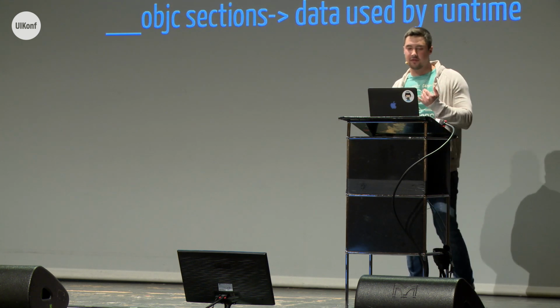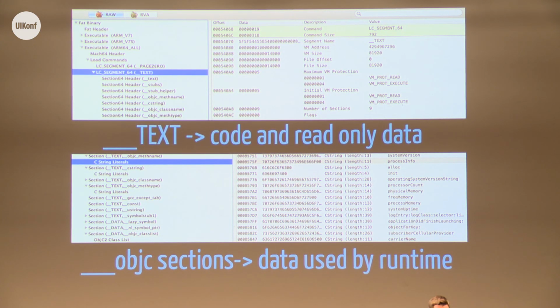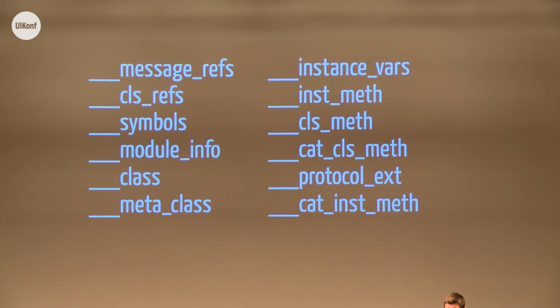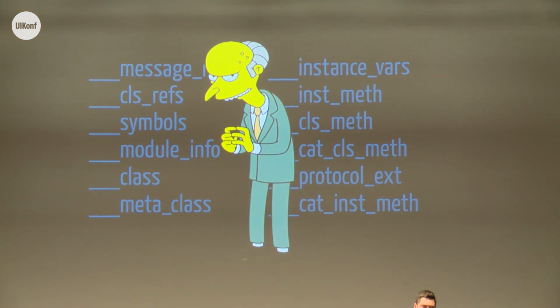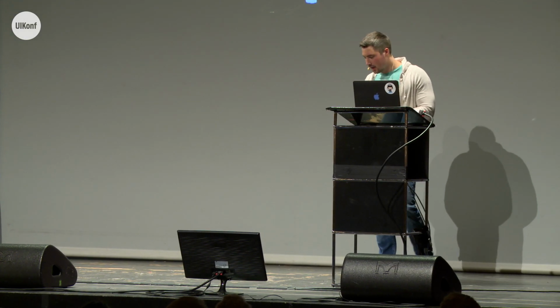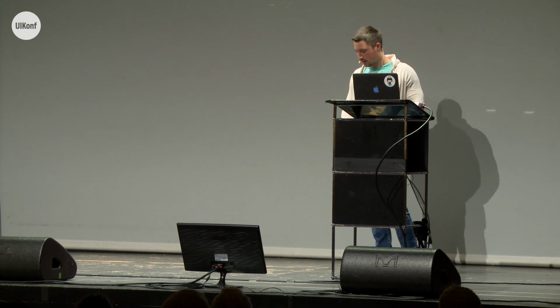We can see the FAT file with 3 architecture slices: ARMv7, ARMv7s, and ARM64. The point of interest is the text section, which contains code and read-only data, and the Objective-C sections, which contain data used by the runtime. So it contains all the class names, all the method names, all the ivar names, all the protocol names. In other words, everything that could be used to reconstruct the initial class structure.